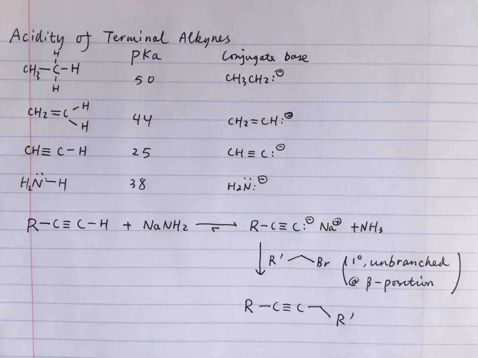If you have a primary halide, and ideally this primary halide is not hindered at all, under those circumstances, your alkynide nucleophile could attack the partially positive charged carbon, removing the leaving group through an SN2 reaction mechanism, generating a new carbon-carbon bond over here.